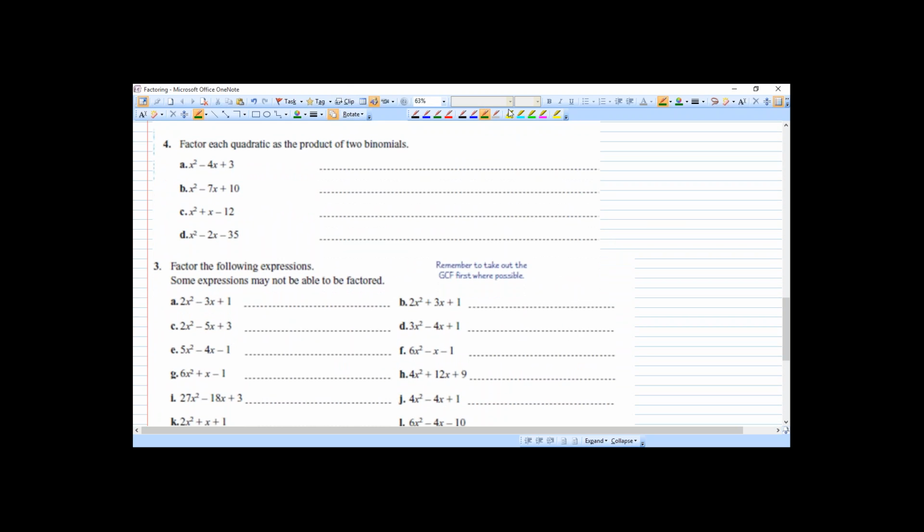Okay, let's see. Let's take a look at, let's start with B. Okay, I'm going to take a look here. X squared minus 7x plus 10. Let me hurry up and get to some that look like your homework too. Yeah, okay. So we're moving up pretty quick here.